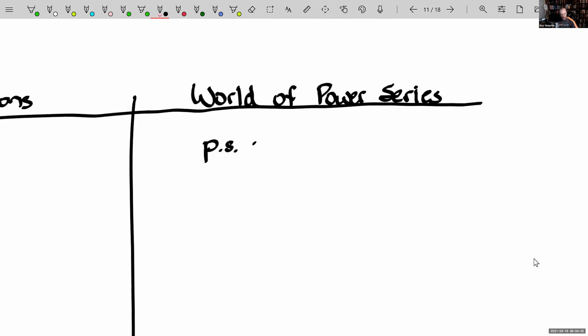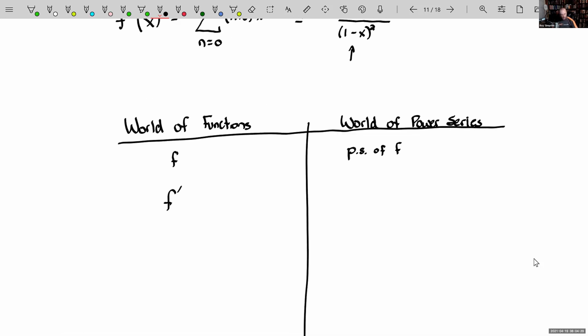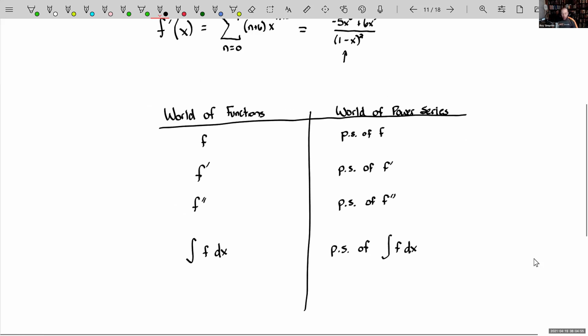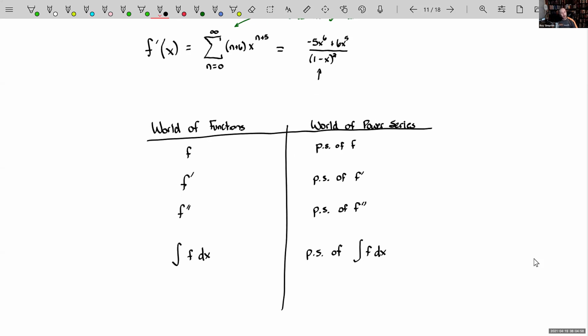Power series of f. We have f prime, for example. So we have a power series of f prime. We have f double prime, right? So we should be able to find a power series of f double prime, and so on and so forth. Also, we have the integral of f. So we should be able to find the power series of the integral of f. But here's the deal. Where you start is going to be an art form here.